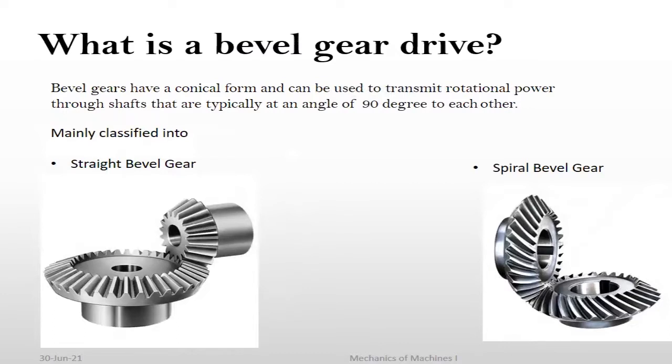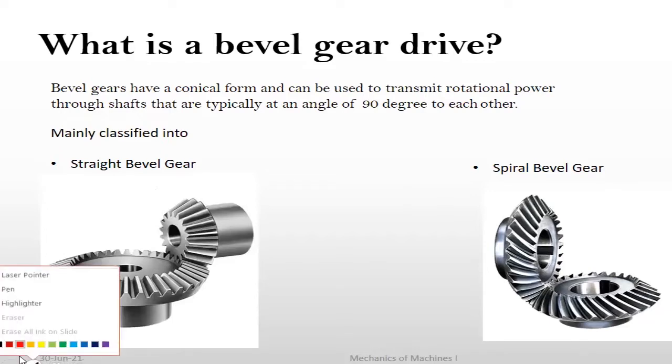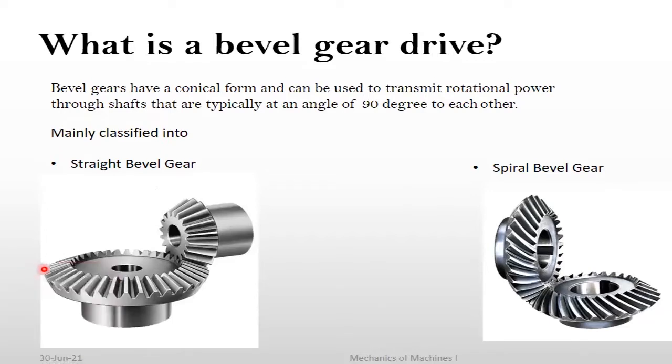Bevel gears have a conical form. If you take this profile, it's a conical shape, right? You can see it. So the bevel gears have a conical form and can be used to transmit rotational power through shafts that are typically at an angle of 90 degrees to each other.